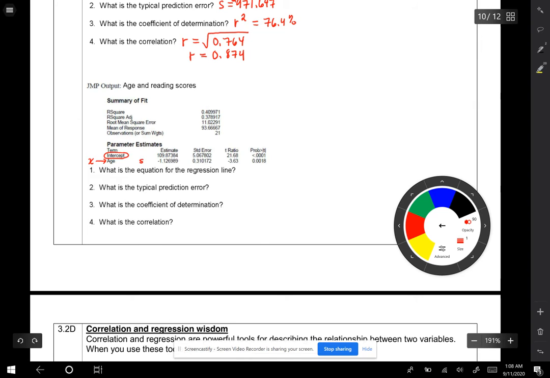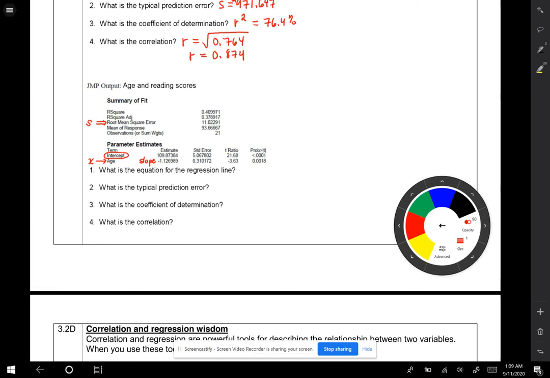This is your slope right here. The top number is going to be your y-intercept. And then the other things, r squared up on top, and r squared adjusted you don't need to worry about. The root mean square error is actually S, and so this is the standard deviation of the residuals. Don't need to know mean of response or observations or all that other junk or standard error, t ratio. Again, that's stuff you use in second semester.